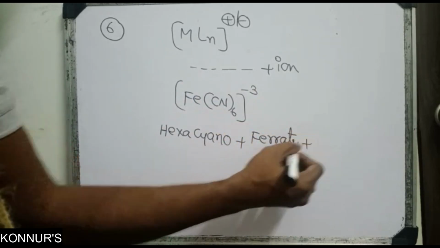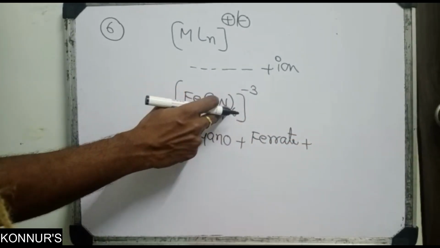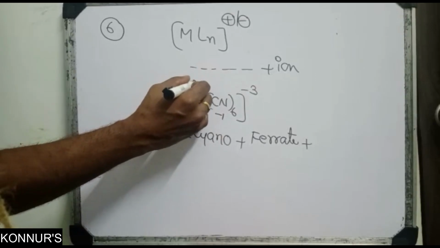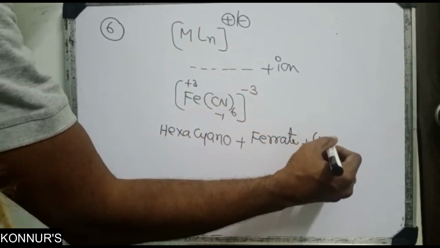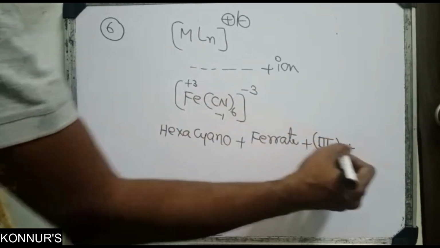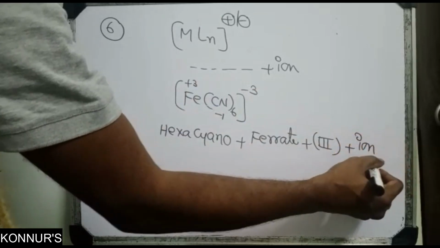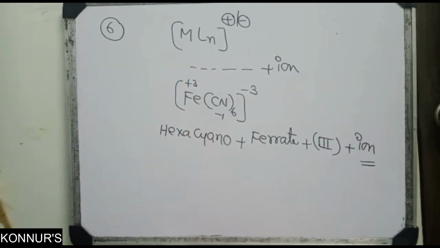Next, in the brackets, oxidation state we must write. So here minus 1, 6 negatives, 3 are there. So that's why it is plus 3. So you write the oxidation state in Roman letters in brackets. Next, that is given as a charged species. So that's why you write as ion. Then only it is completed.